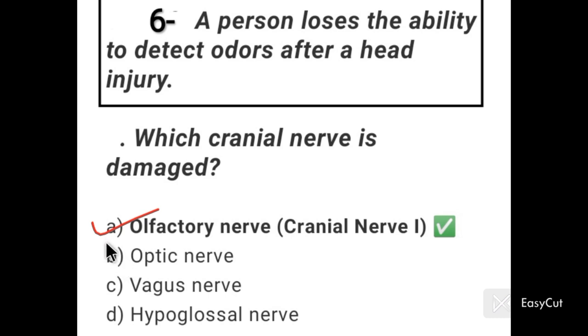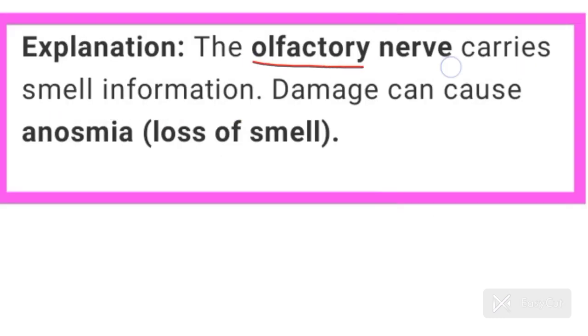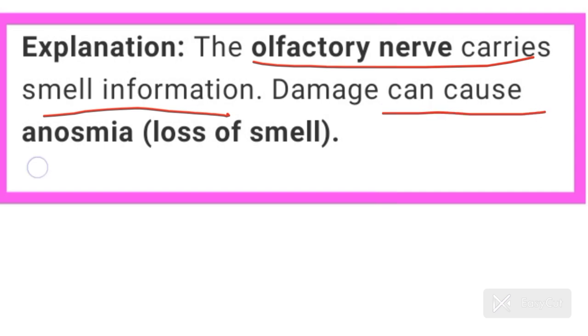The olfactory nerve is responsible for smell. It carries scent signals from the nose to the brain, helping you detect and recognize different odors. It plays a key role in the sense of smell and flavor perception. The olfactory nerve carries smell information. Damage can cause anosmia, means loss of smell.